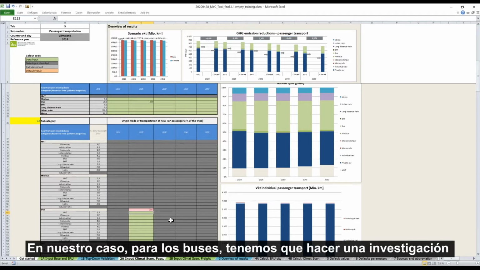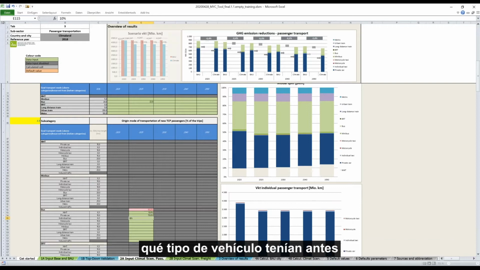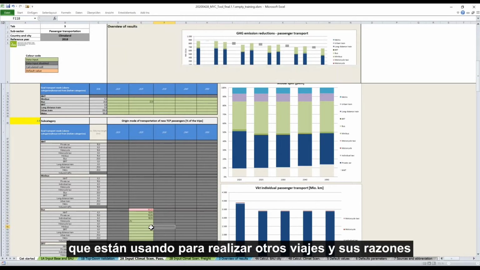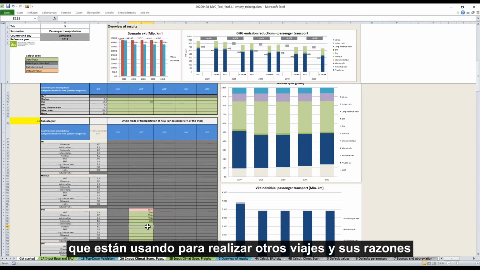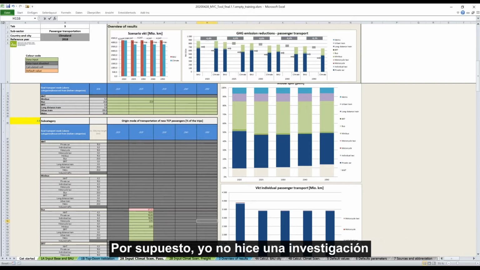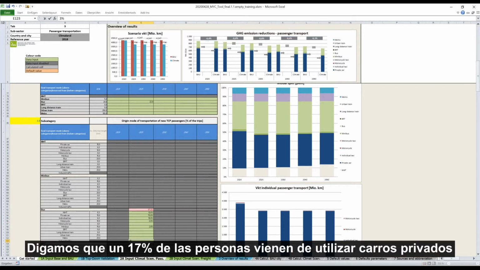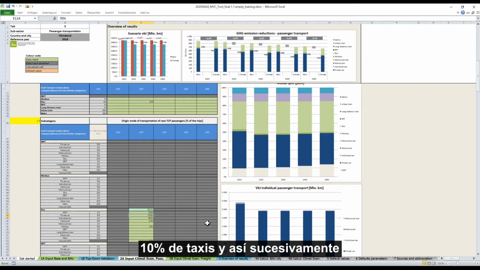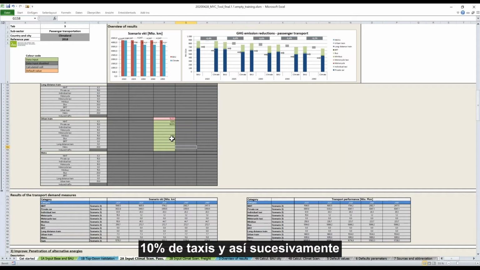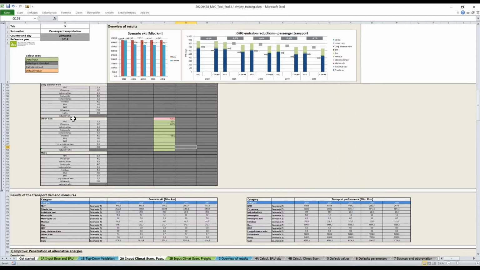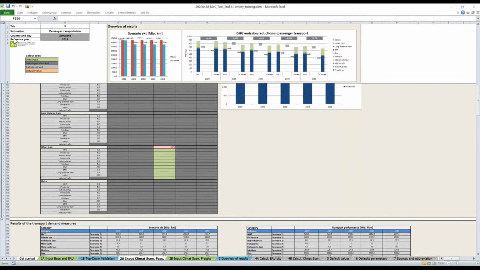You can just do a survey in your buses on the lines you added, for example, and ask the people which type of vehicle they had before, what they were using for the trips, and enter the results in it. So, for example, I completely made up this result. Of course, I didn't do any survey. 70% of the people are coming from private cars, 10% from taxis, and so on. And so once we have done it for the buses, we have to do the same for the urban train.